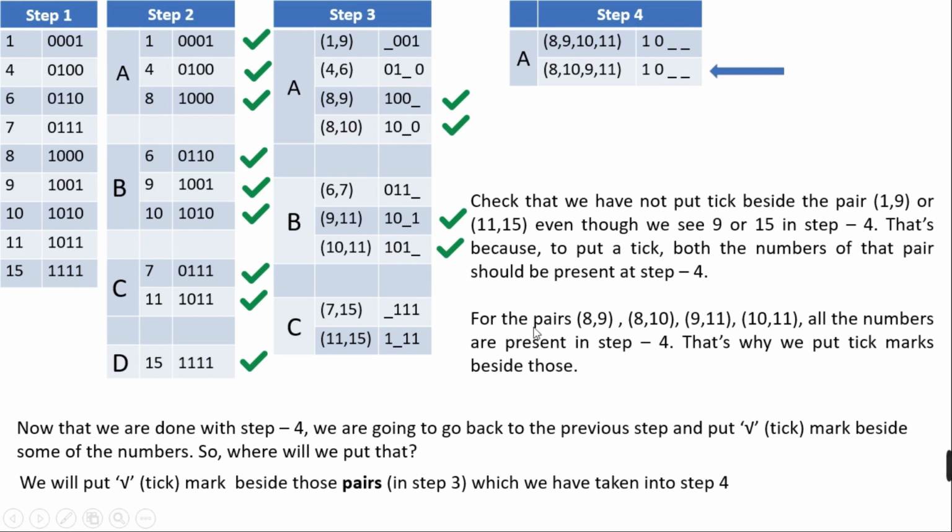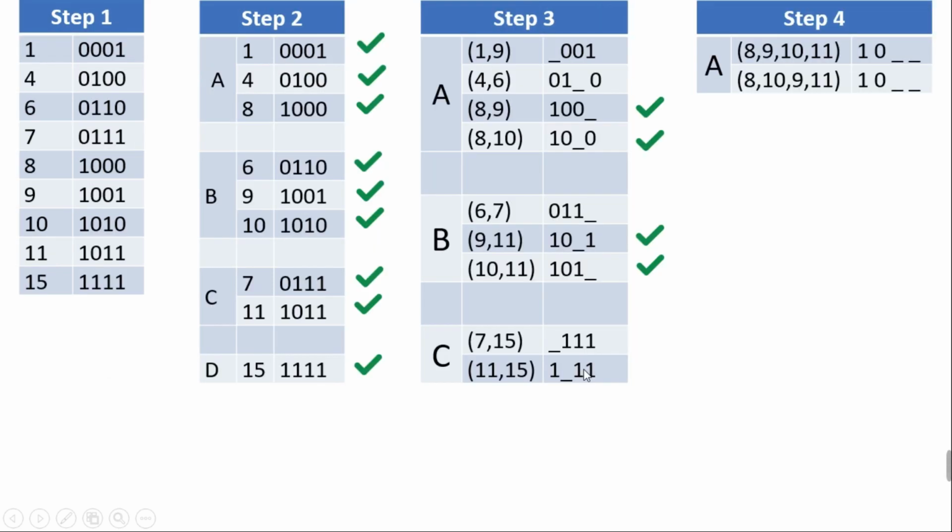Okay, so for the pairs 8, 9, 8, 10, 9, 11 and 10, 11, all the numbers are present in step 4, as I have said. That's why we put tick marks beside those. So this is what our math looks like right now after completing step 4 and putting tick marks beside step 3.